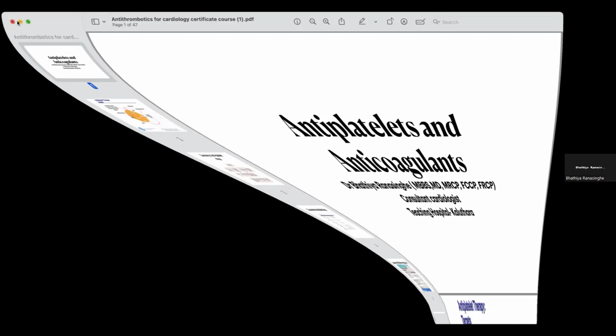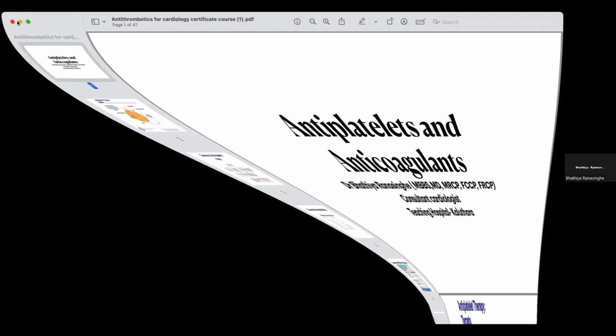Some antiplatelets block reversibly, and some block irreversibly. The reversibly blocking antiplatelets are ticagrelor and cangrelor. And the irreversibly blocking ones are clopidogrel and prasugrel. Glycoprotein 2B/3A inhibitors are abciximab and tirofiban. And phosphodiesterase inhibitors include dipyridamole. So basically, there are four classes of antiplatelets acting on different pathways on the platelets, and they can be utilized in different clinical scenarios.